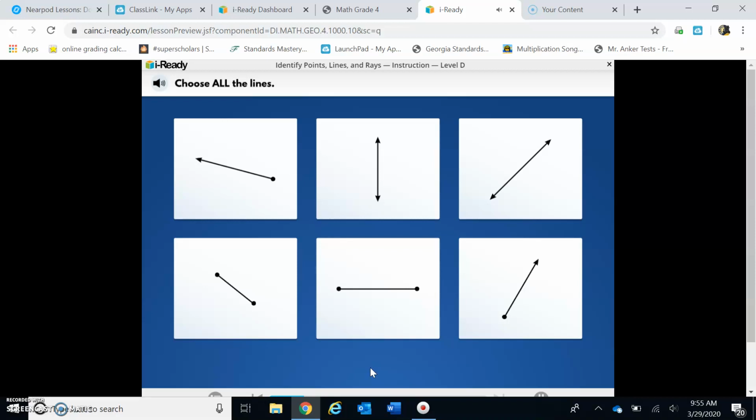All right, so it says choose all of the lines. We already know that lines have arrows on both ends. So let's see. We know this is not it. This is a line. This is a line. This is not a line. It's a line segment. This is a line segment. And this is a ray. That's a ray. So I think we've chosen all of the lines.